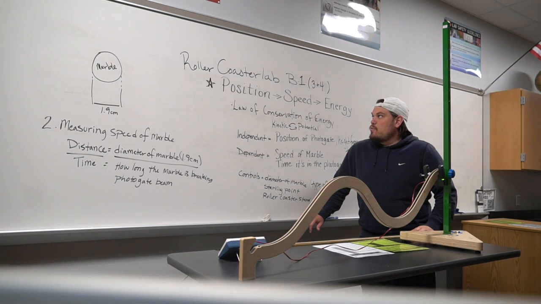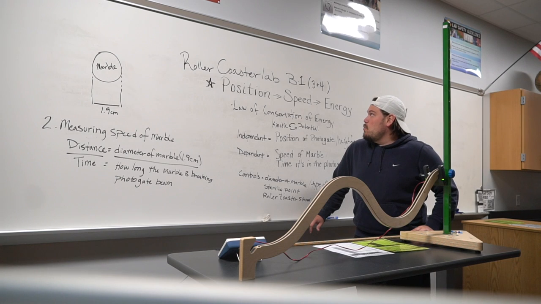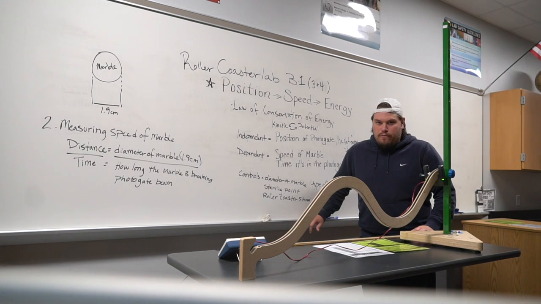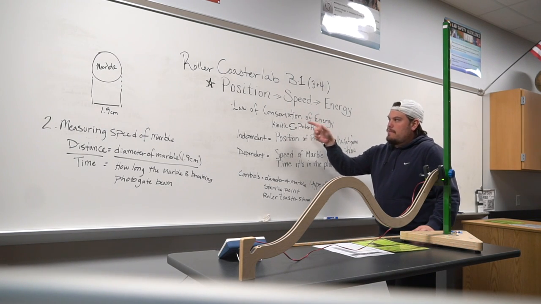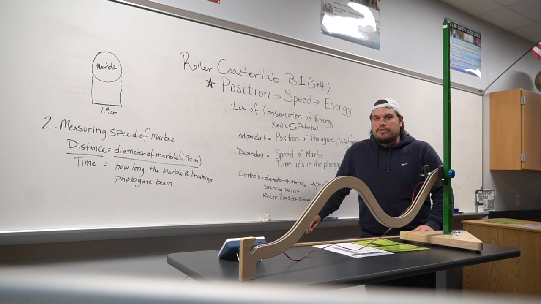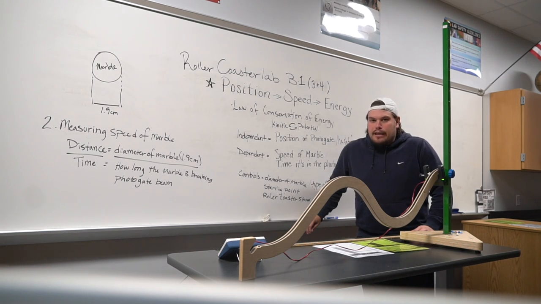This is the roller coaster part B.1, parts 3 and 4. So we're going to continue on what we've been working on with parts 1 and 2, but now we're going to add a couple extra factors. We're going to continue with position, speed, and energy, but this time we're going to factor in the law of conservation of energy. The law of conservation of energy basically says energy can't be created or destroyed. It can only be transformed from one form to another.